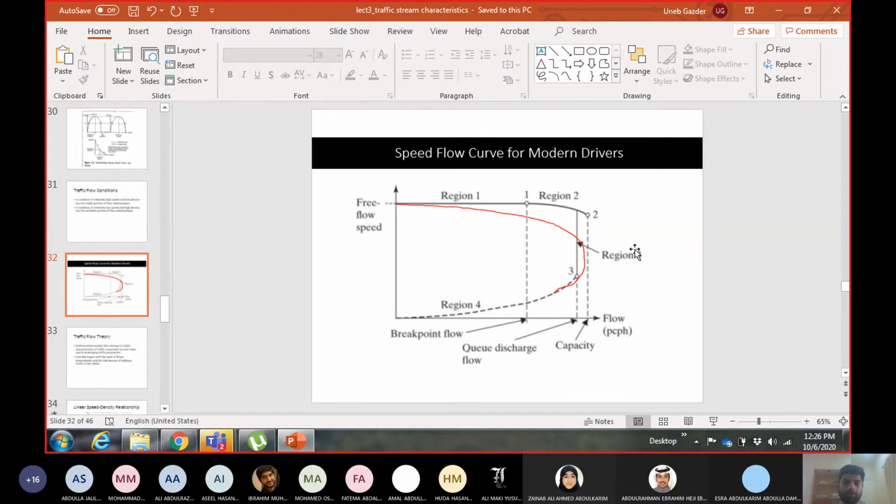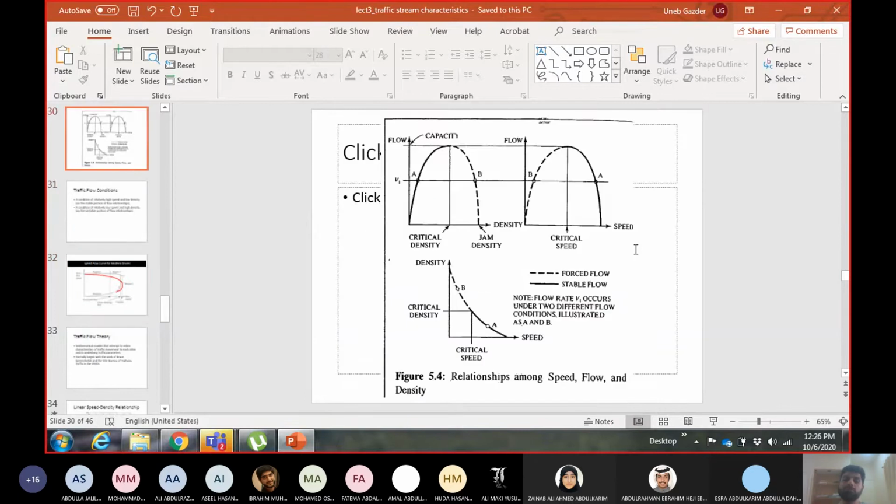Okay. Now, like I showed you, we will use this curve when we are doing the highway capacity analysis. When you are doing the highway capacity analysis, we will use this curve for flow and speed of modern drivers. But for the remaining part of this chapter, we will assume the curves to be like this, okay, or even simpler than this, because now we are doing some derivations.